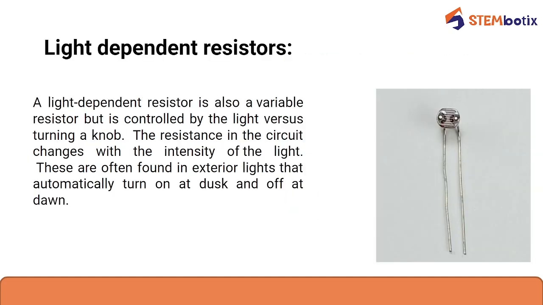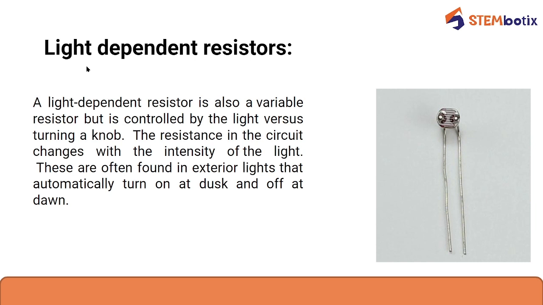Then we have light dependent resistor. This is another type of resistor. So the main purpose of this kind of element is to resist the flow. But how does it function? It functions depending upon the light. So its function of resistance depends upon the light falling onto it.